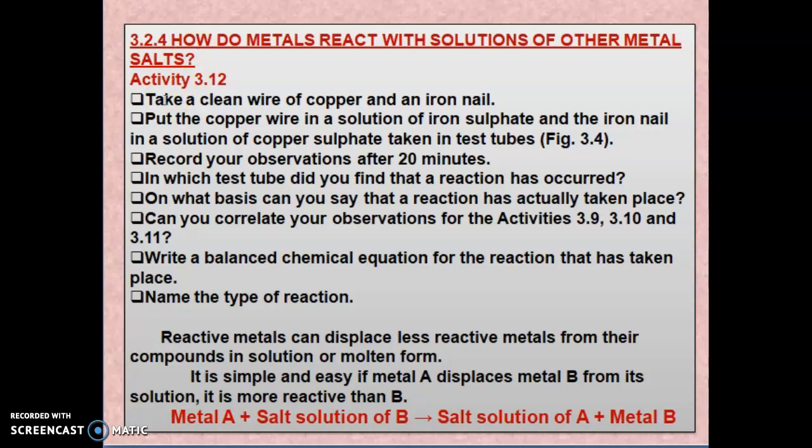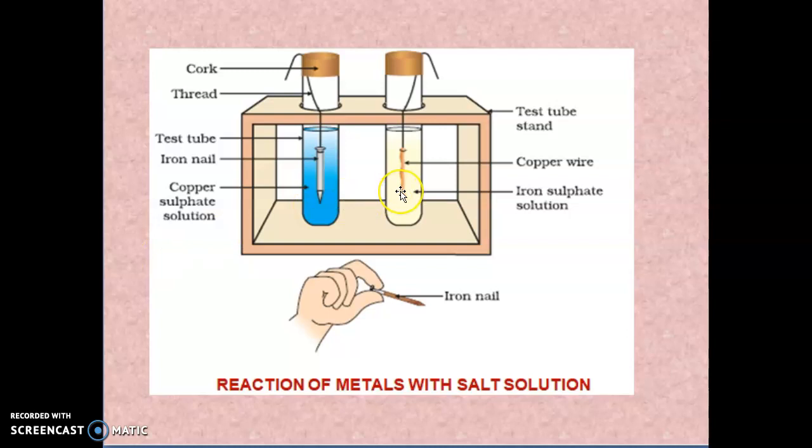Activity 3.12. Take a clean wire of copper and an iron nail. Put the copper wire in a solution of iron sulfate and the iron nail in the solution of copper sulfate taken in the test tube, as given in Figure 3.4. So this is the figure.